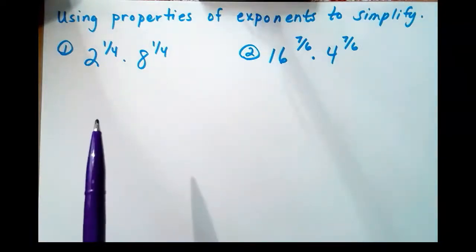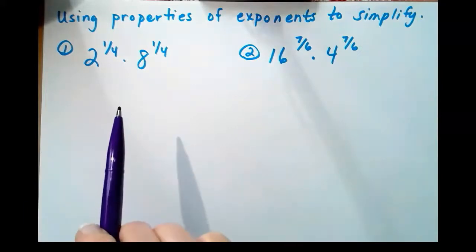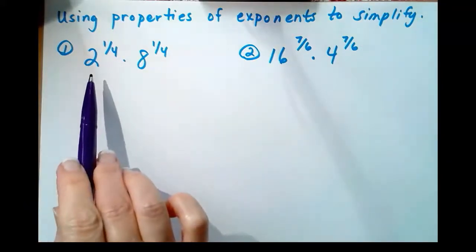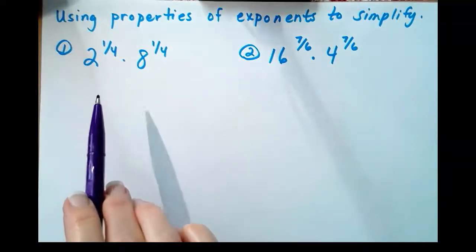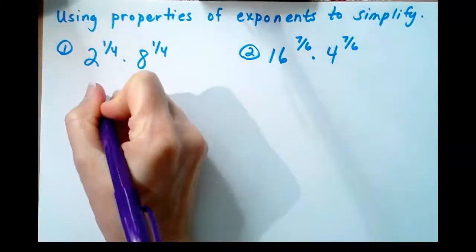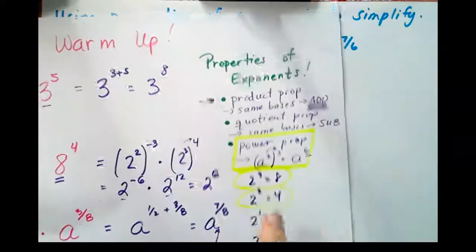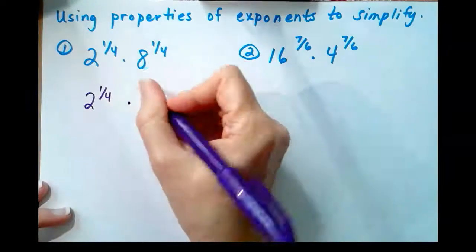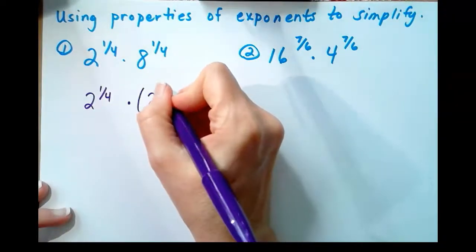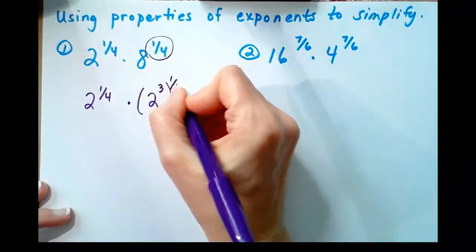Both 2 and 8 are powers of 2. So there's no need for me to change 2 to the 1/4 power. It's just fine, so we're going to keep 2 to the 1/4. But the 8 we are going to replace with, if you recall, 8 is 2 to the 3rd. We're going to replace 8 with 2 to the 3rd power, and it's still, of course, to the 1/4.